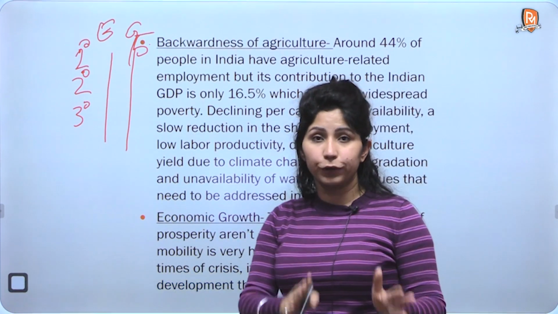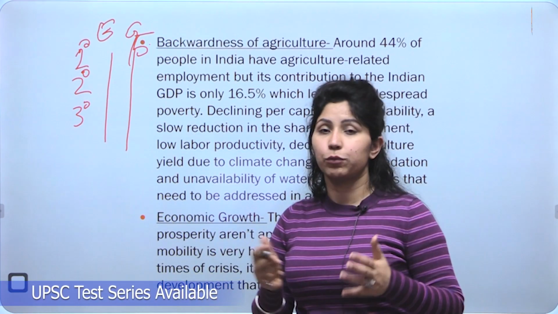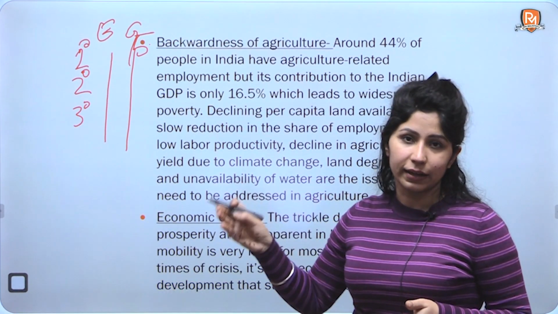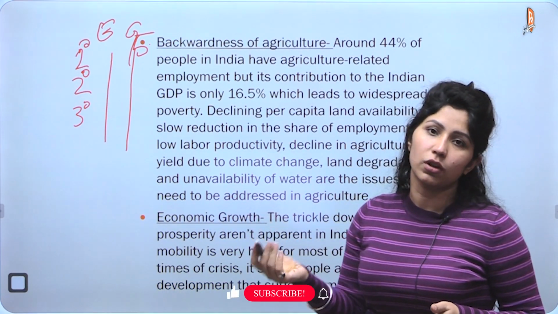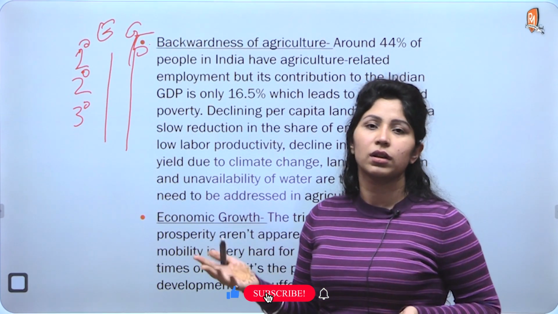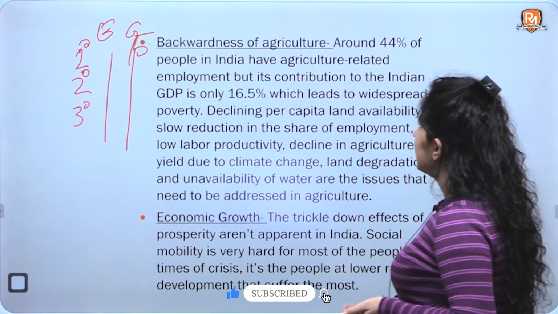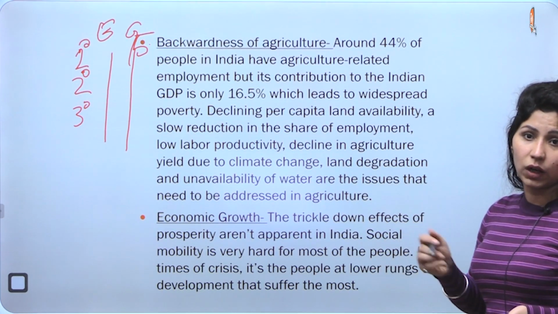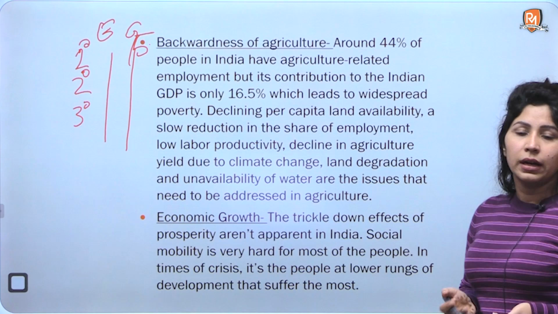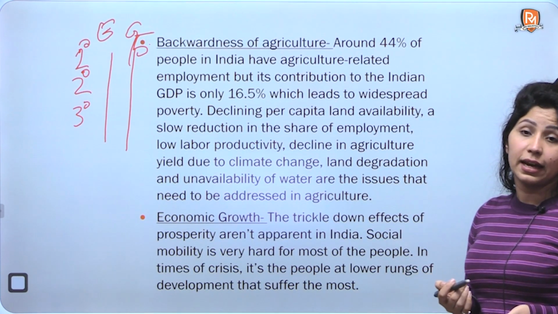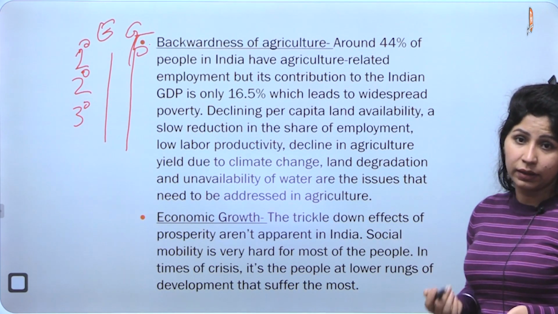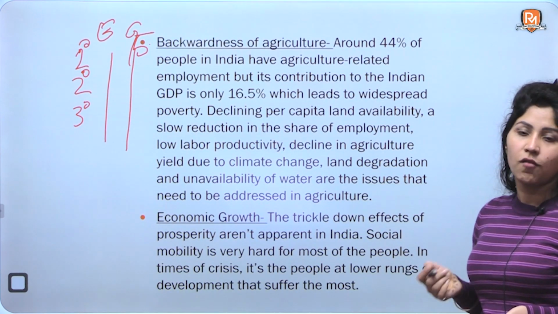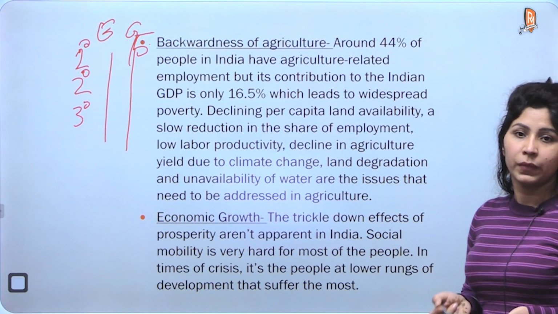Like the data from your state: what percentage of the population of your state finds employment in the agriculture sector, and what is the contribution of agriculture or horticulture to the GDP. So backwardness of agriculture is a major backlog. Let's read this out. Around 44% of people in India have agriculture related employment, but its contribution to the Indian GDP is only 16.5%, which leads to widespread poverty.